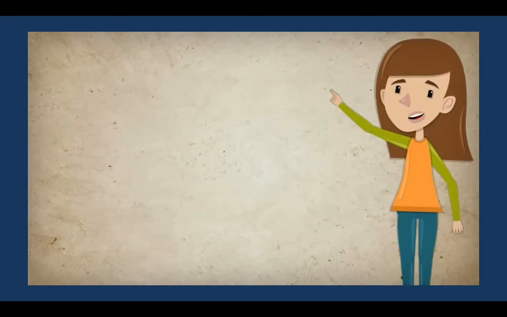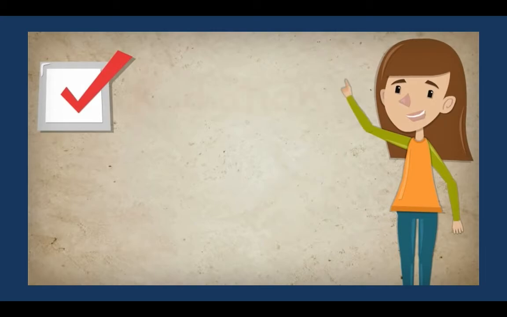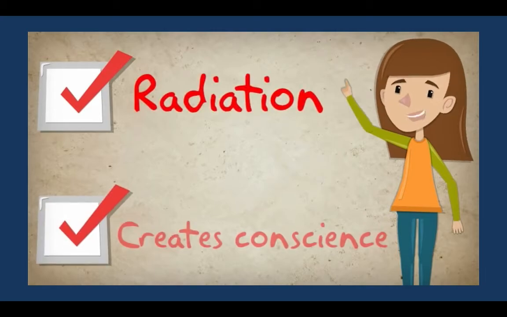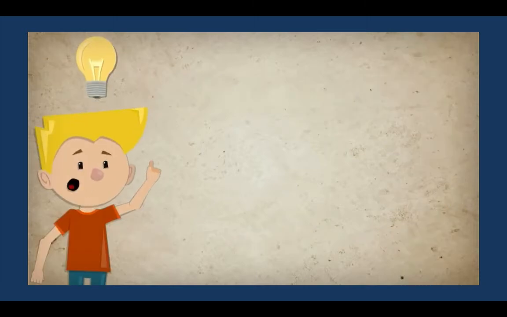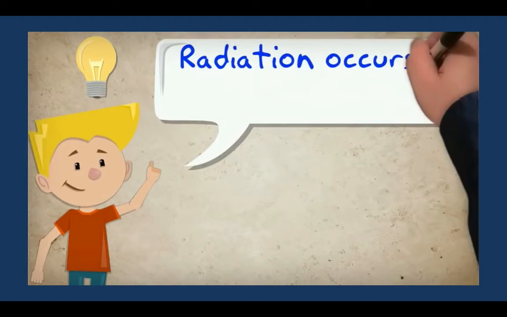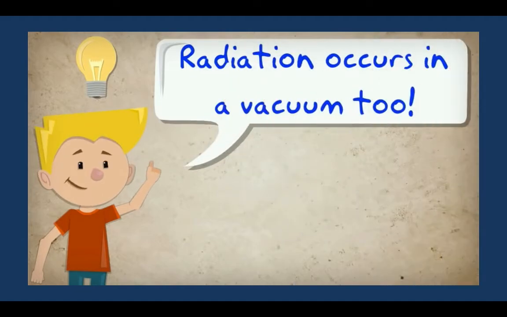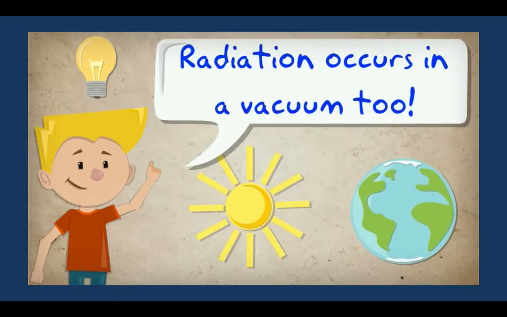I found this method interesting because it does not only show an example of radiation, it also creates conscience in us to take care of our body and protect it from harmful rays. I also chose this because it shows that radiation occurs in a vacuum too. We should remember that the sun's heat reaches the earth through space, which is a vacuum.